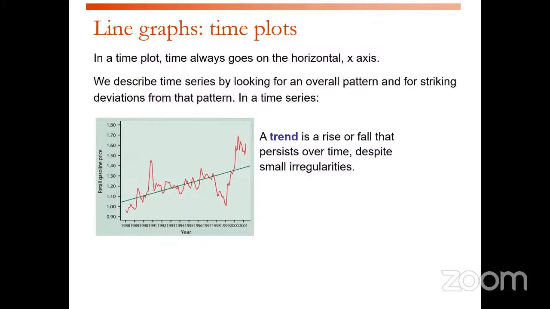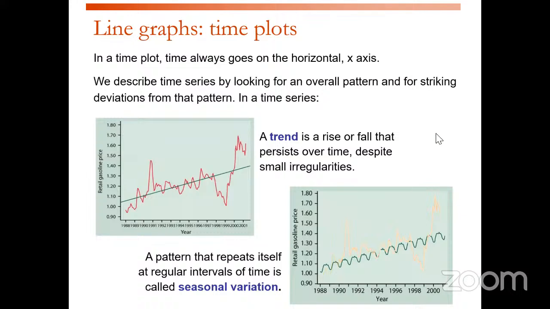So in a time plot or line graph, time always goes on the horizontal x-axis, and we describe a time series by looking for an overall pattern and for striking deviations from that pattern. In this kind of graph, our main objective is not to see the specific values, but to get a trend over the number of years, over several years. A trend is a rise or fall over a larger period of time, right?